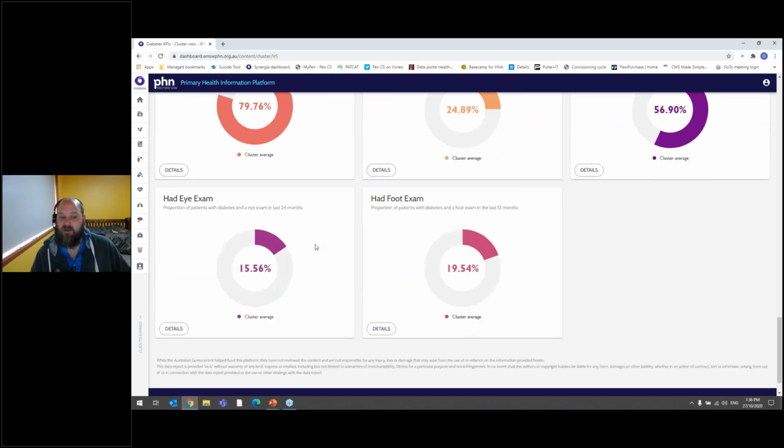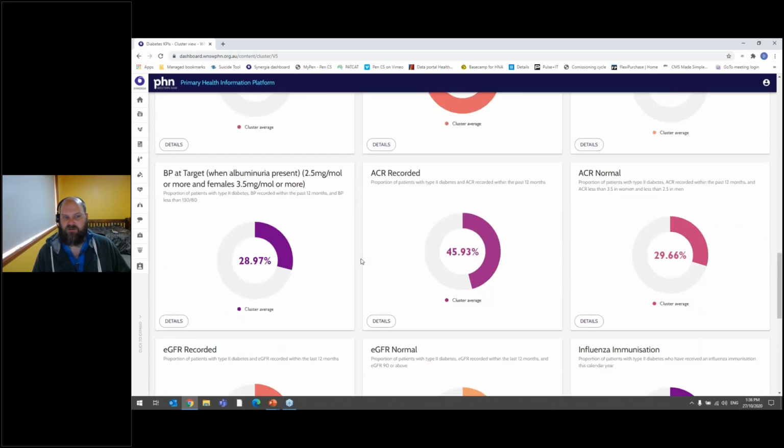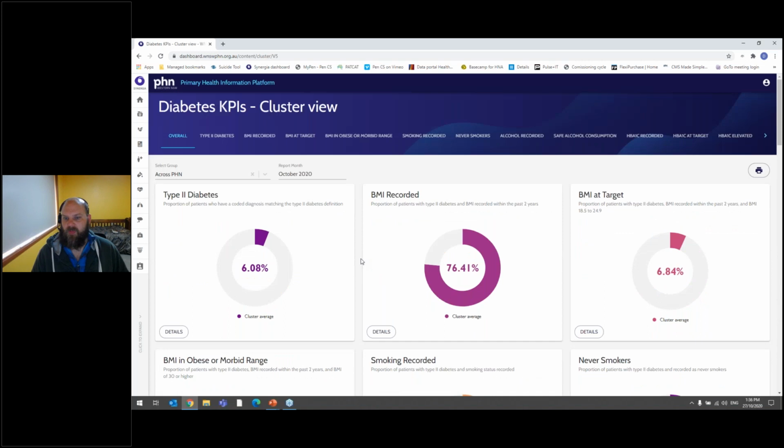And finally, again, acknowledging that a lot of doctors themselves don't do the foot or the eye exams, you can also go into the system and record these if your patients have had an eye exam in the last 2 years or if they've had a foot exam in the last 12 months. So these have also been added as new features to this module as well. So I'll just stop there before we move to the next one.